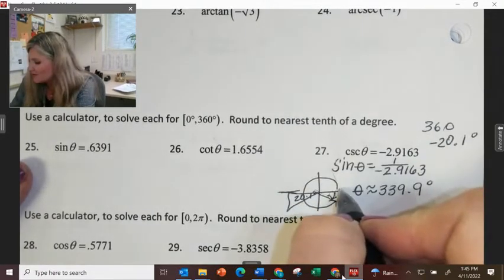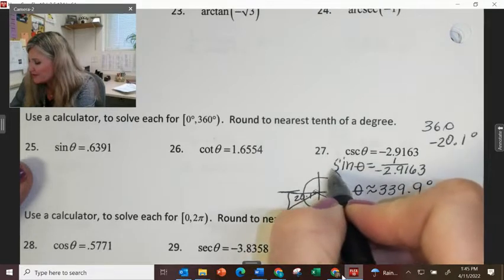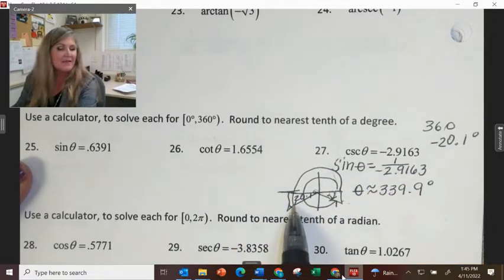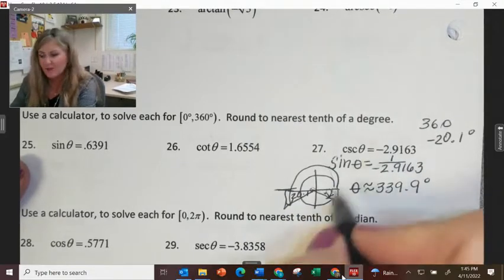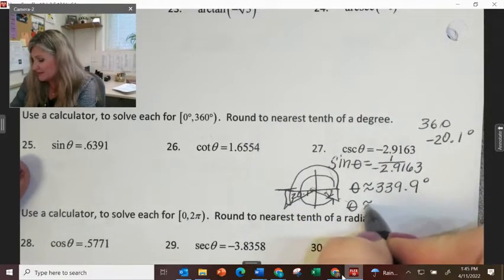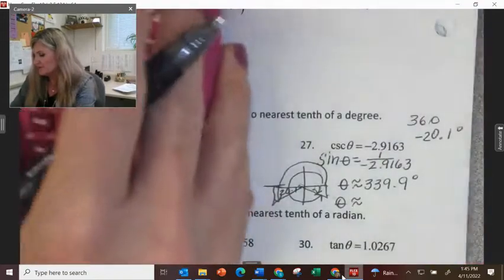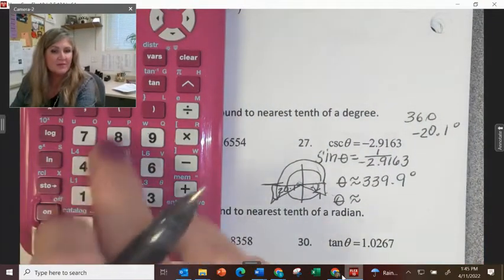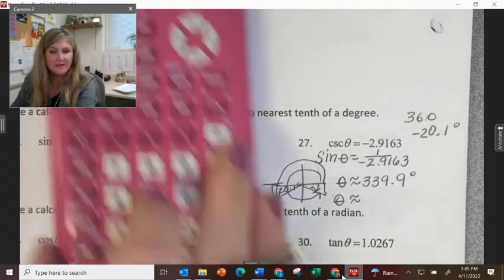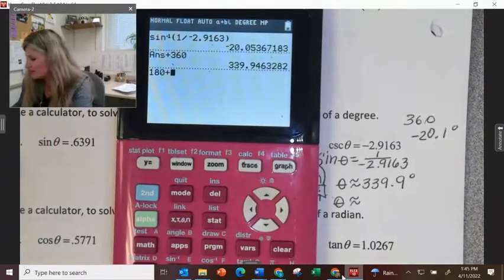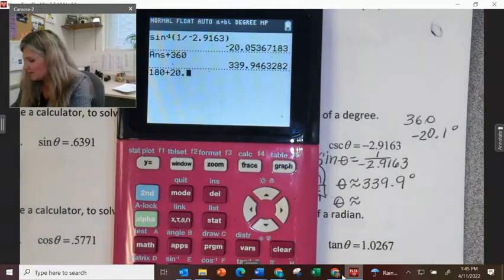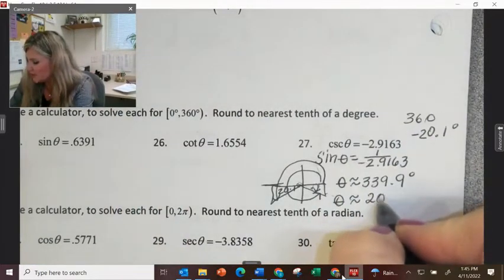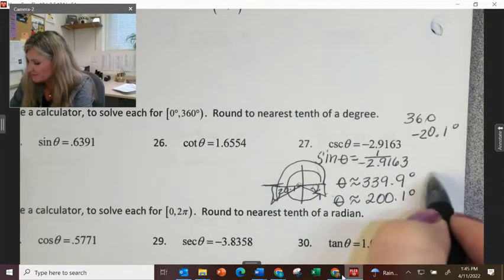So I now need to find the angle that starts here and goes to right there. Do you know what that angle would be, or how to find it at least? Good. So how did you get that? Right, so 180 plus 20.1. And that's going to give us 200.1 degrees.